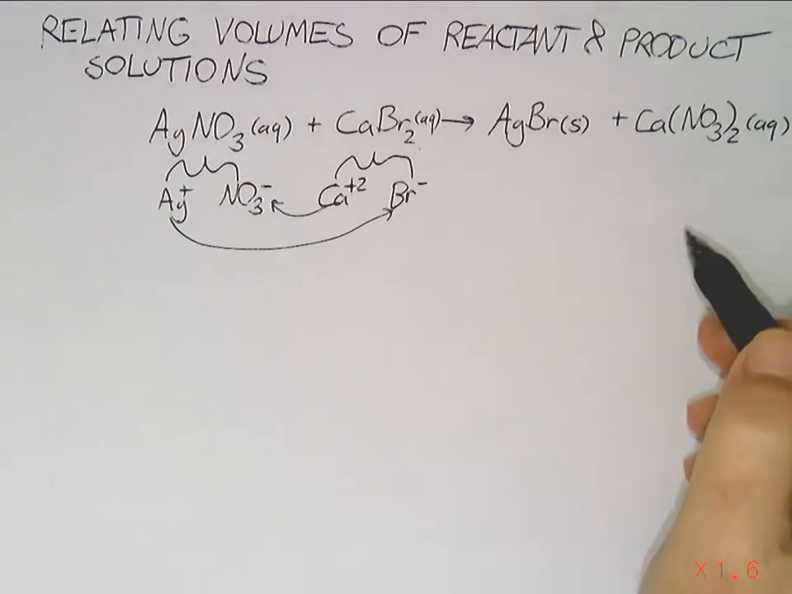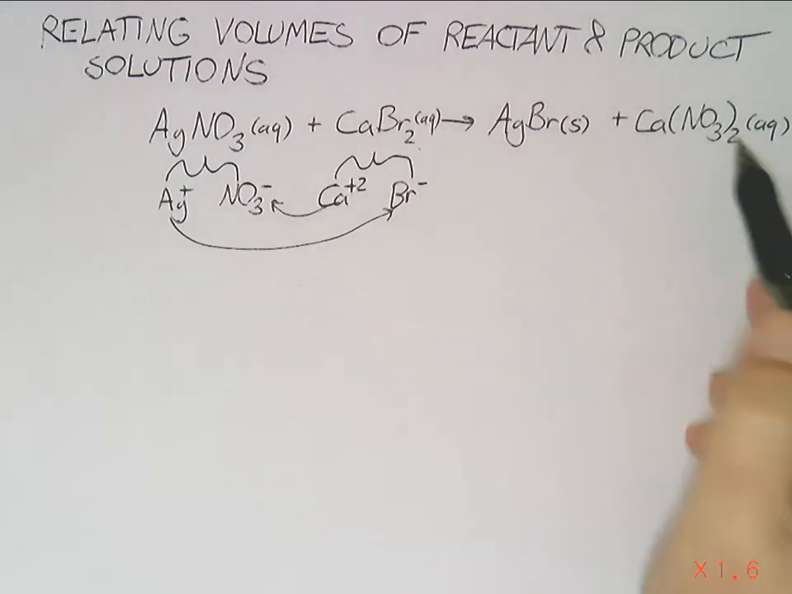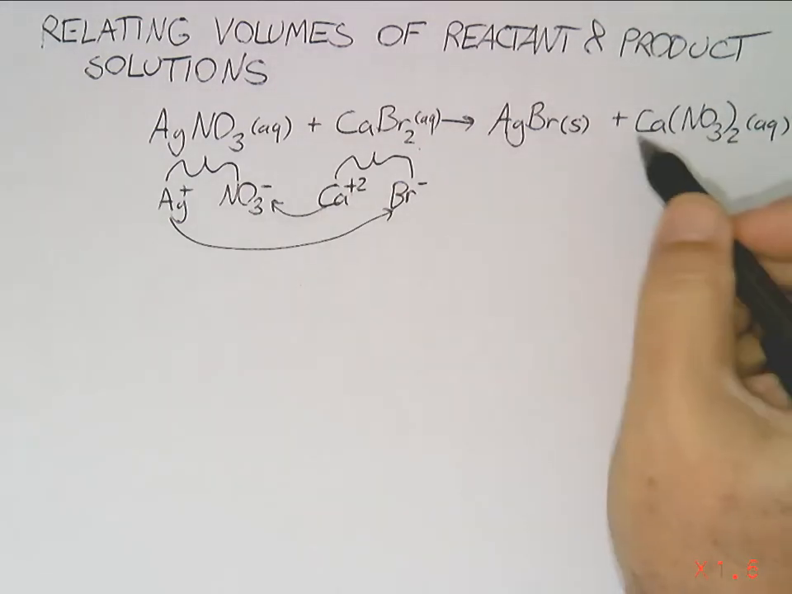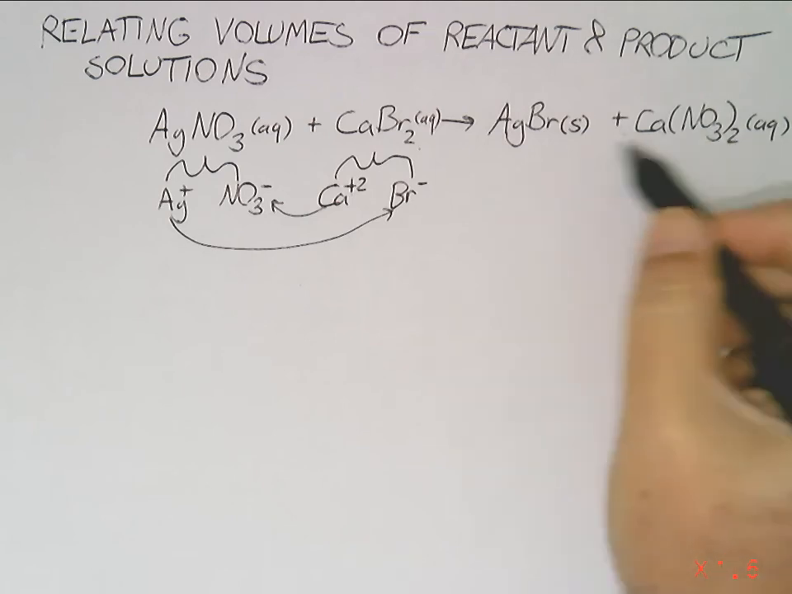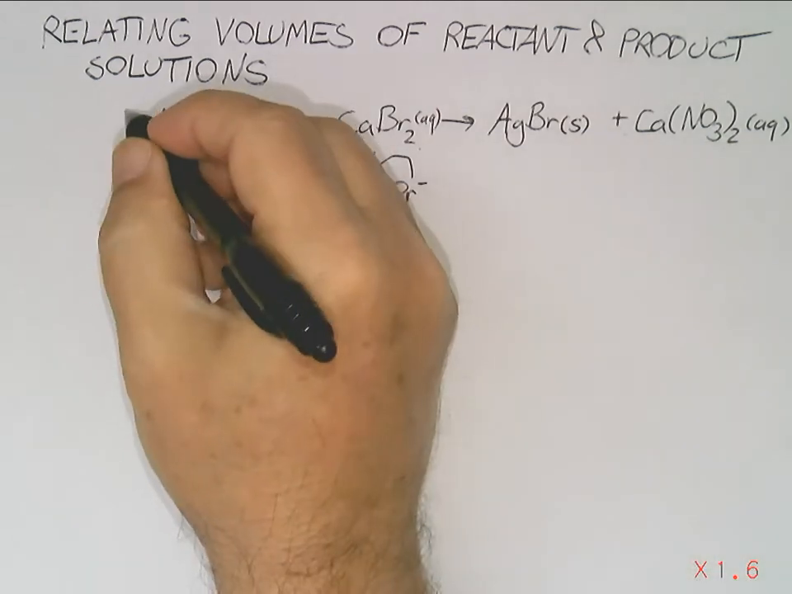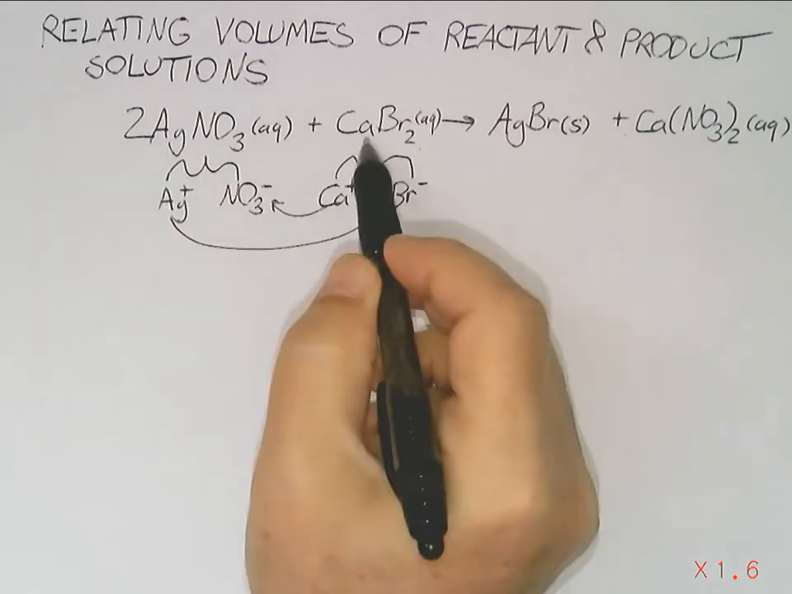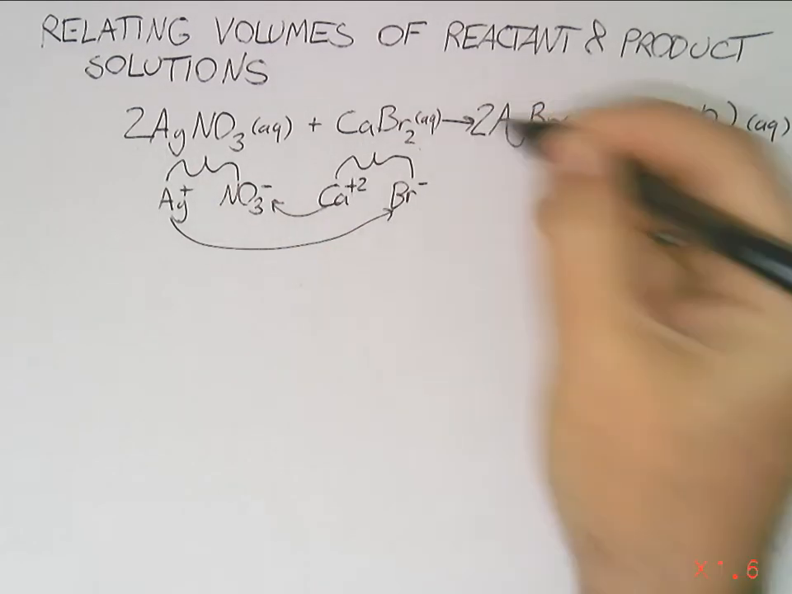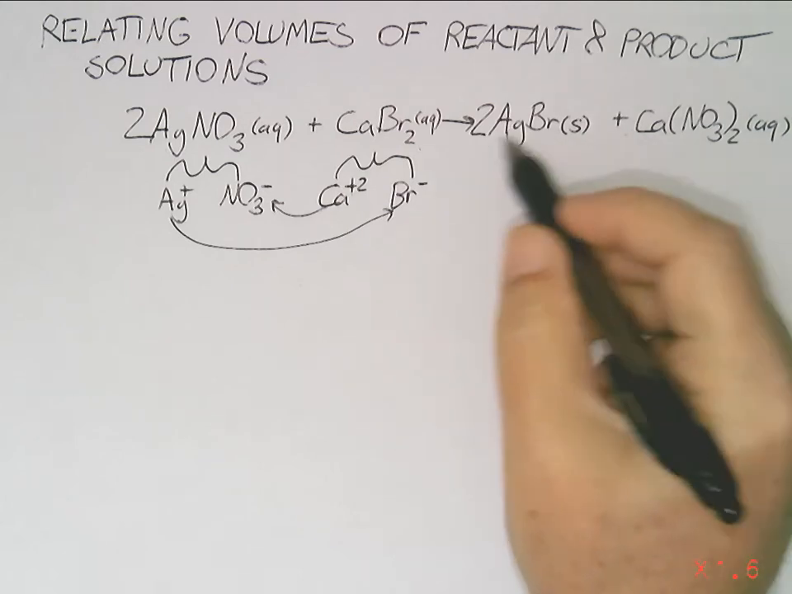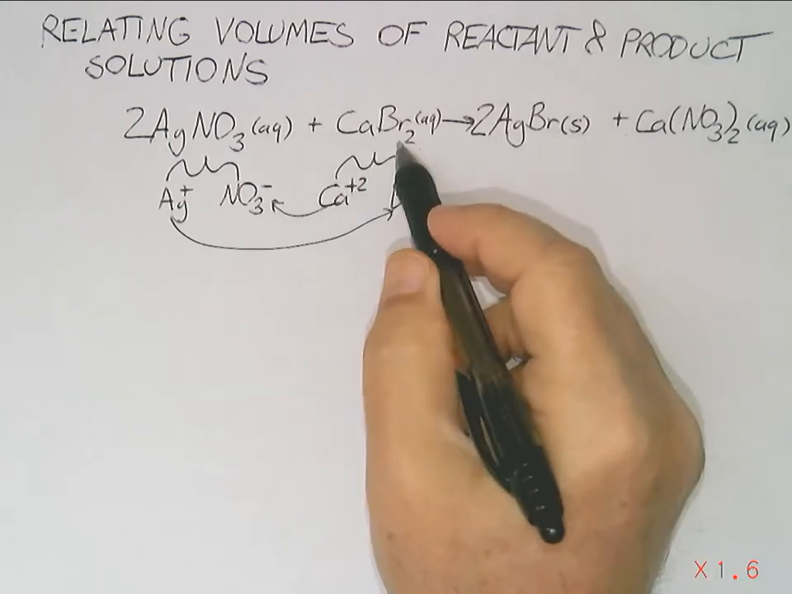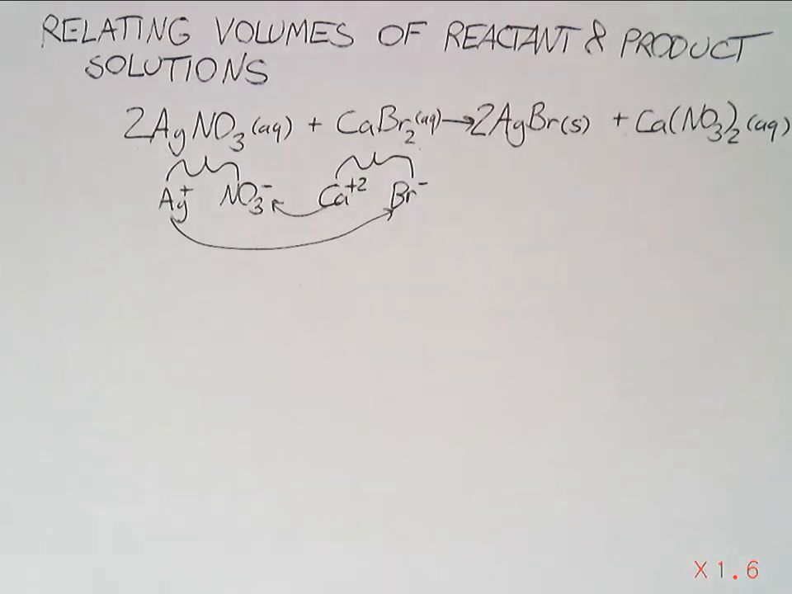Let's balance it. Now, if I have one of these things over here on this side, if I put a 1 in front of this, there's 2 nitrates on this side. So I would have to put a 2 here. And if I put a 2 there, there's 2 silvers on this side, so I would have to put a 2 here. And there should be 2 bromides on each side, and there are 2 bromines on each side. So there is a balanced equation for this reaction.